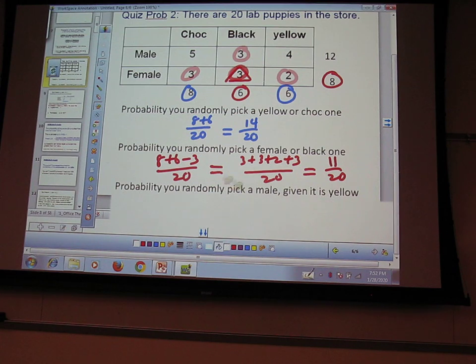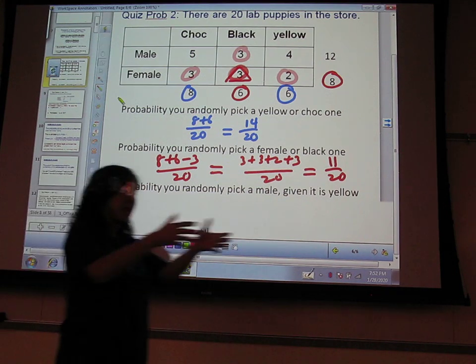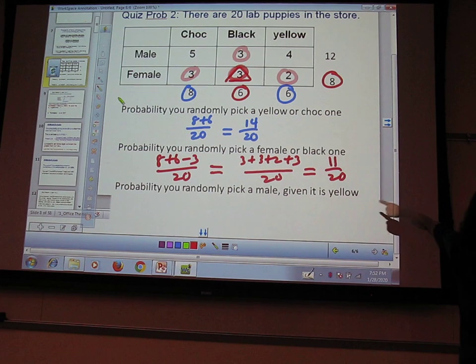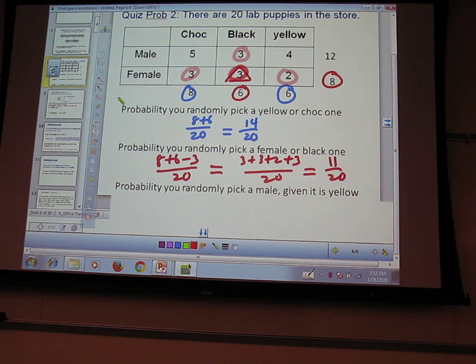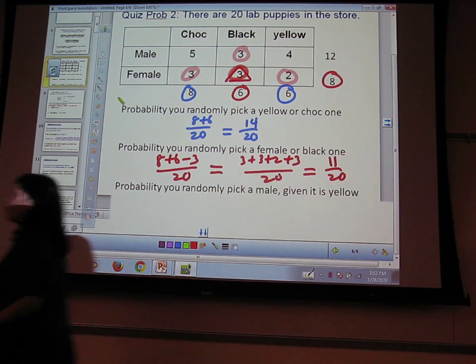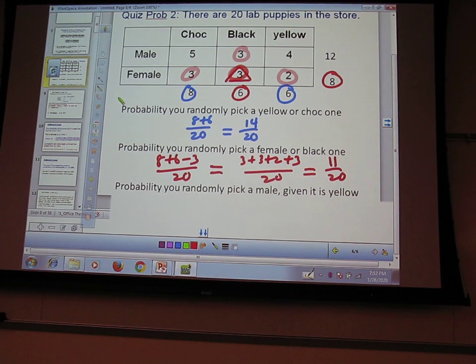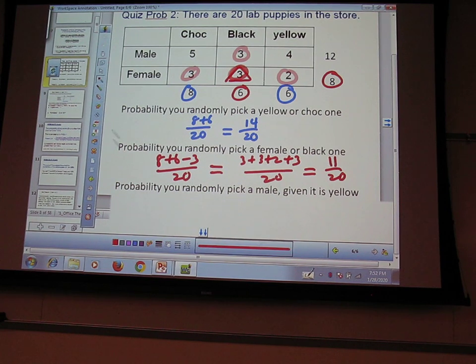What's the probability you randomly pick a male given it's yellow? Given means I'm giving you information. I'm saying it must be a yellow lab. That's when you know you have a smaller subgroup, so you're not dividing by 20 anymore, you're dividing by the smaller amount. So given it's yellow, really what you should do is circle it. It's not hard to do, it's just one simple thing. Given yellow, what's the probability it's male? 4 out of 6. That will save you a lot of headache of trying to figure out what things to put.